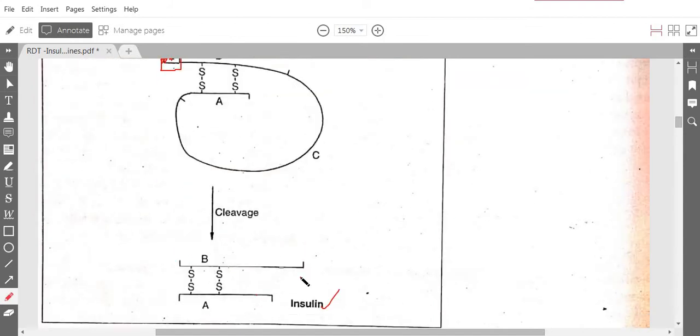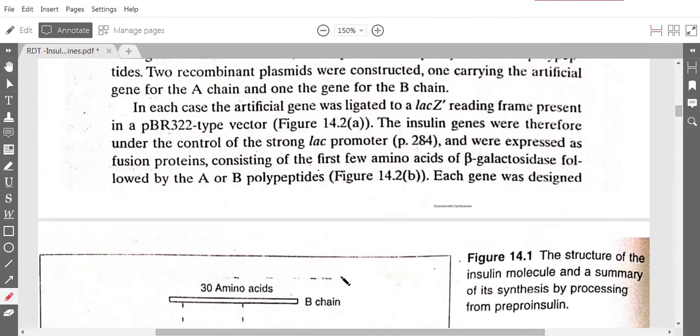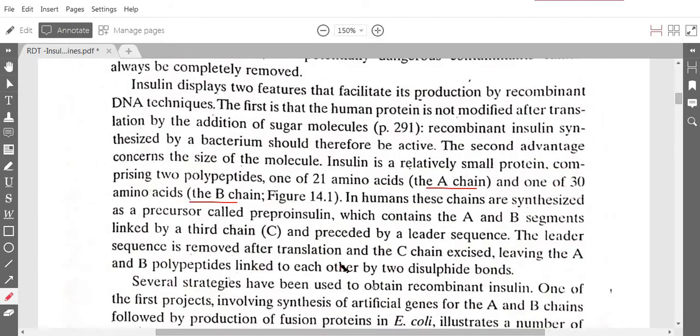Whenever you need to biosynthesize this mature insulin, not in our body, sorry, in the bacterial cell, that is, when we want to make recombinant insulin, in that case we have to consider the A chain and B chain only. The focus is on the A chain and the B chain. What is the size of the A chain? The A chain is composed of 21 amino acids. So we know the sequence of the amino acids present in the A chain.